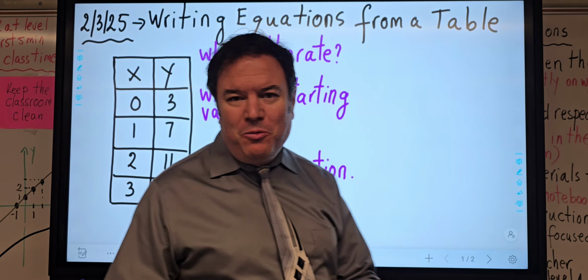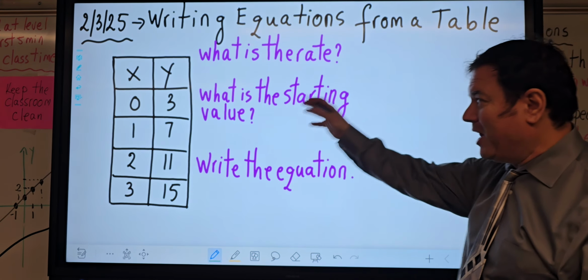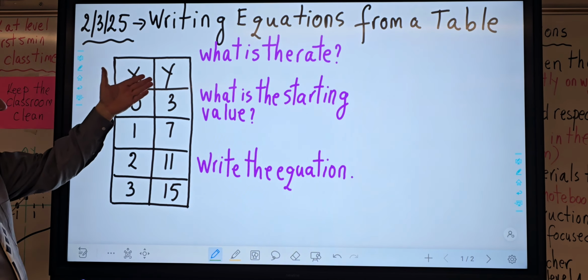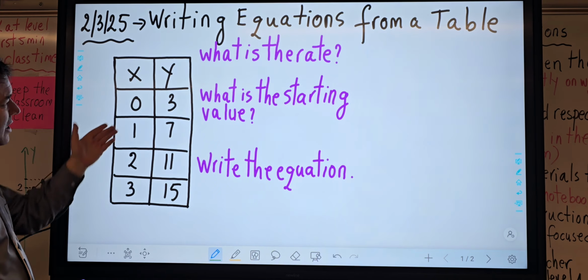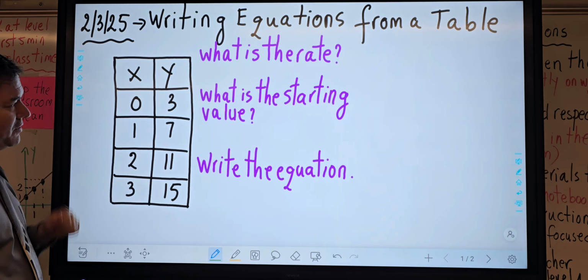Let's look today at writing equations from a table. So our lesson today will focus on writing equations from a table of values. We have a table of values here. We have the x and the y values. X is 0, 1, 2, and 3, and then the y values are 3, 7, 11, and 15.